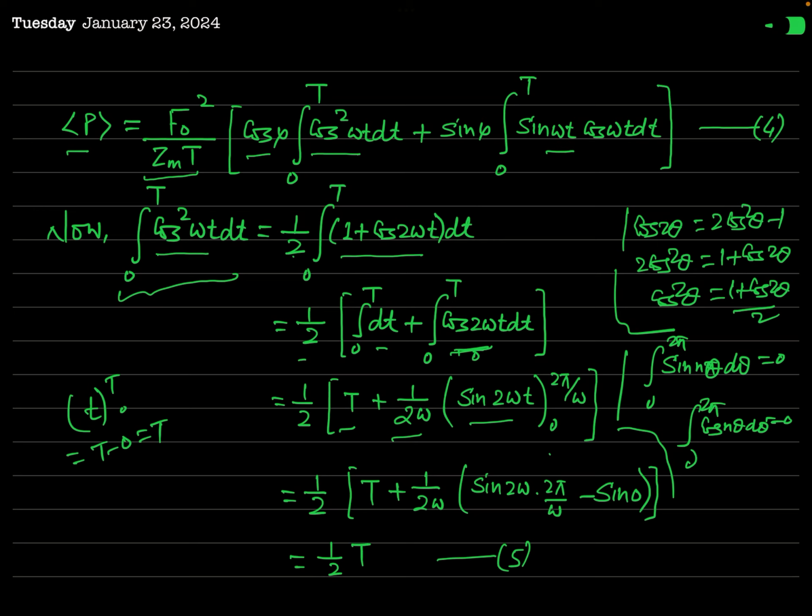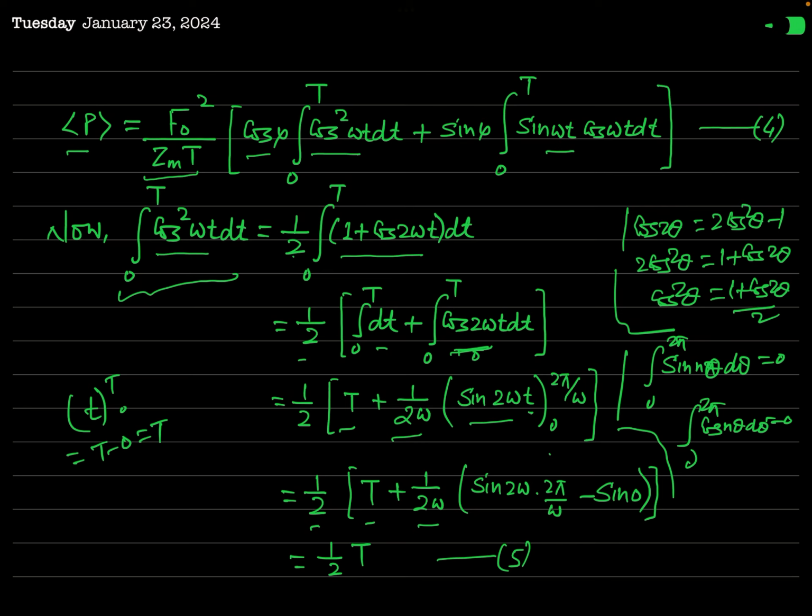And limits are 0 to capital T. But capital T is equal to 2 pi over omega. Okay? So, this will be 1 over 2 times t plus 1 over 2 omega. Now let us substitute the limits.